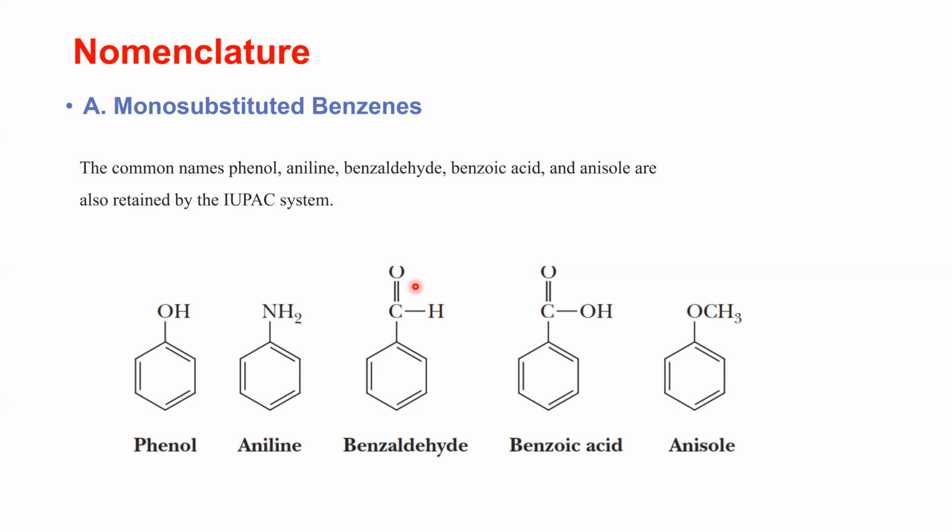If it is having the aldehydic substitution, this is benzaldehyde. If it is having the acid site, this is benzoic acid. If it is having the methoxy group, this is anisole. So you may have seen some of the literature where there is 2-hydroxybenzaldehyde or 4-chlorobenzoic acid. That means if we are using benzoic acid, this is the aromatic ring substituted with this carboxylate site.